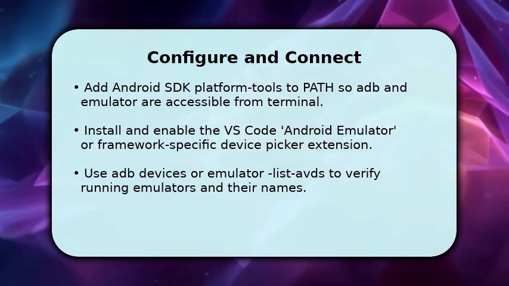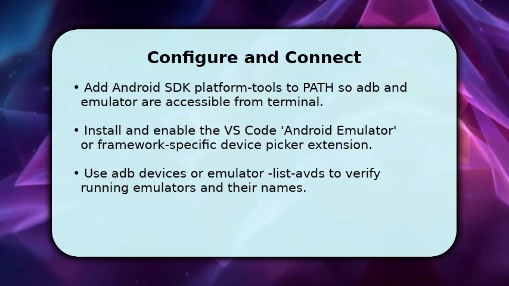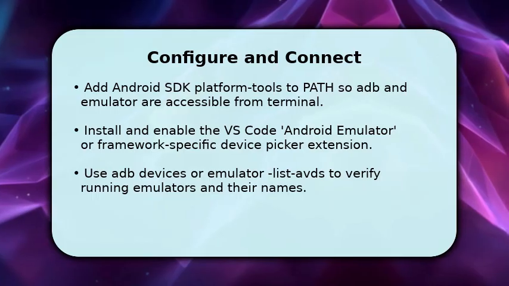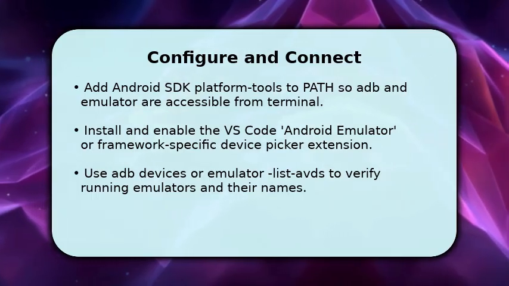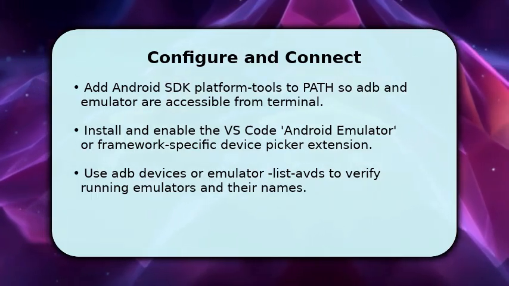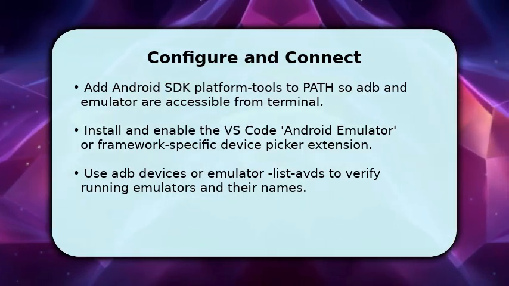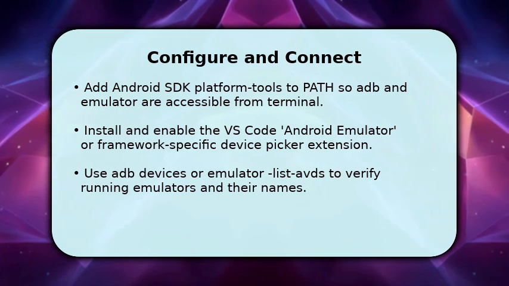In VS Code, install and enable the emulator or device picker extension for quick selection. Make sure to register the AVD name and confirm it appears in adb devices when running. This avoids device discovery problems and lets you launch or attach directly from the editor.